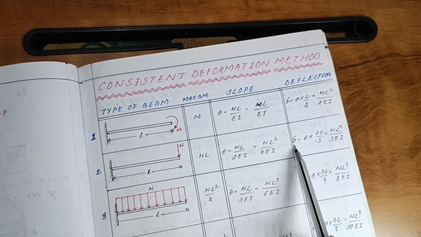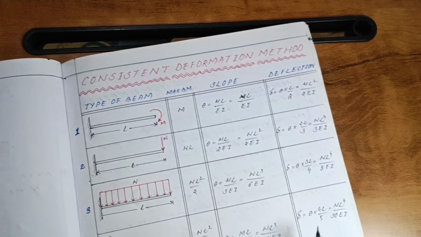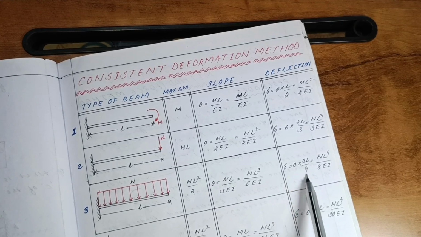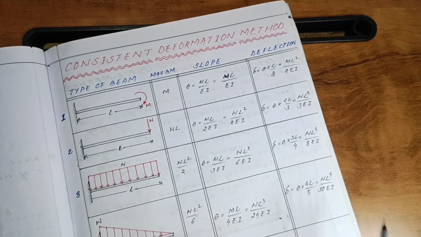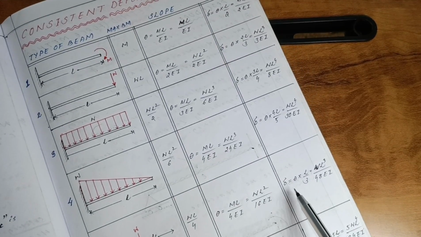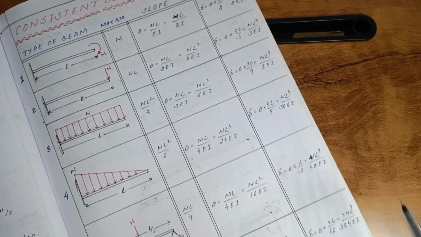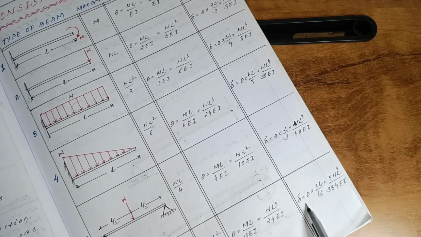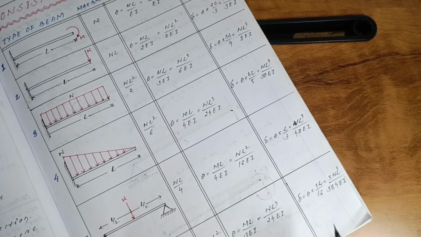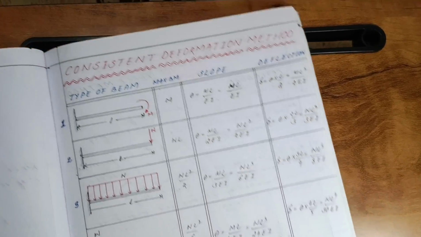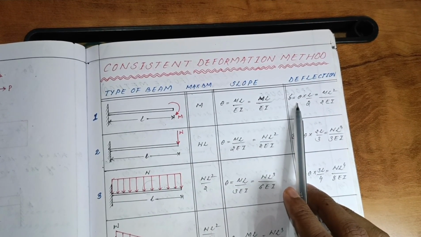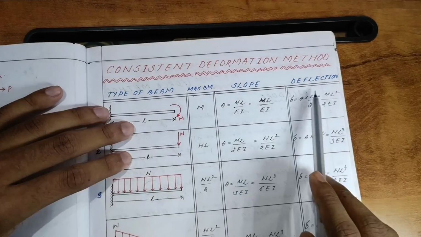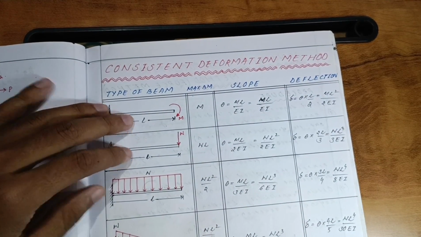For the second situation, del is equal to theta into 2L by 3. For the third situation, del is equal to theta into 3L by 4. For the fourth situation, del is equal to theta into 4L by 5. For the fifth situation, del is equal to theta into L by 3. For the sixth situation, del is equal to theta into 5L by 6. Here theta is the slope. Theta is nothing but slope. Okay. L is the length of the beam.